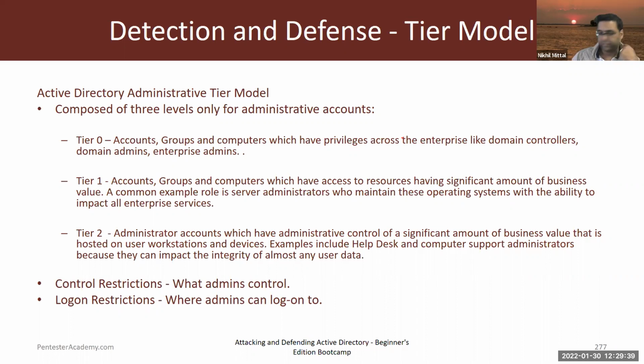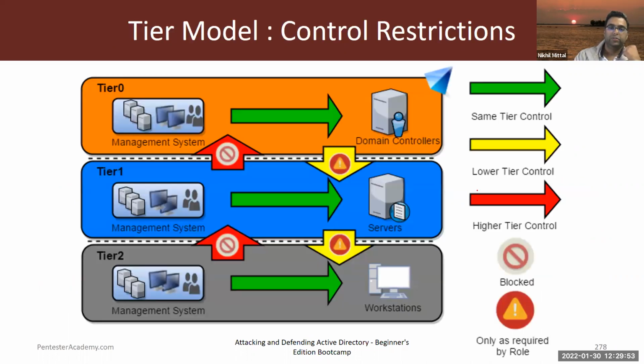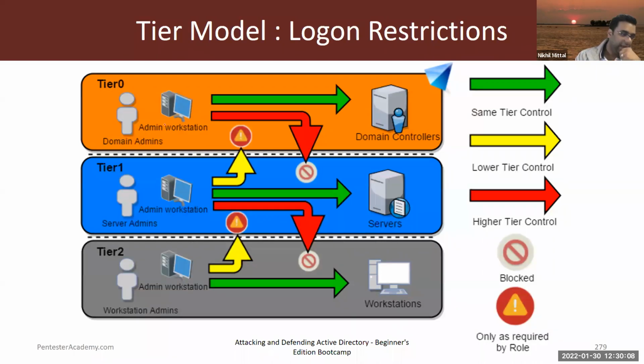Now, there are 2 types of restrictions on these: control restrictions and logon restrictions. What admins control is the control restrictions. Where admins can log on to is the logon restrictions. So, for example, an administrator in tier 0 may control what goes into tier 1, but the other way around would not be possible. For logon restrictions, it is the reverse. Under absolutely no condition can an administrator from tier 0 log on to tier 1, but the other way around may be possible if required.